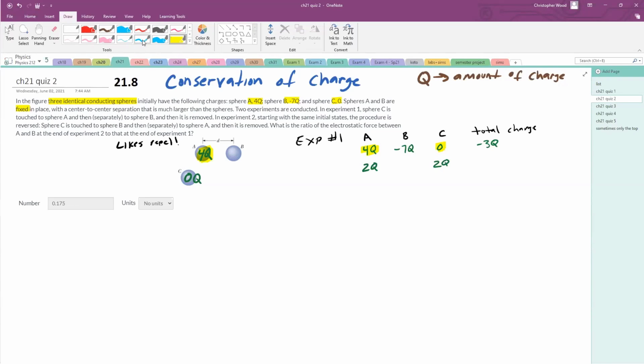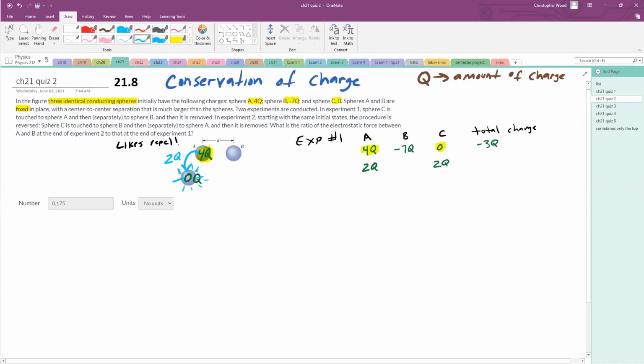When sphere C touches sphere A, you get this escape process where literally 2Q, half that charge, goes from sphere A to sphere C. And you might say, why don't they all escape? Because again, the goal is likes repel. Sphere A will get rid of 2 of its 4Q. If it tried to get rid of any more, it wouldn't make sense, because then you'd actually have an excess. Things would get overcrowded here, and you'd have, again, an imbalance.